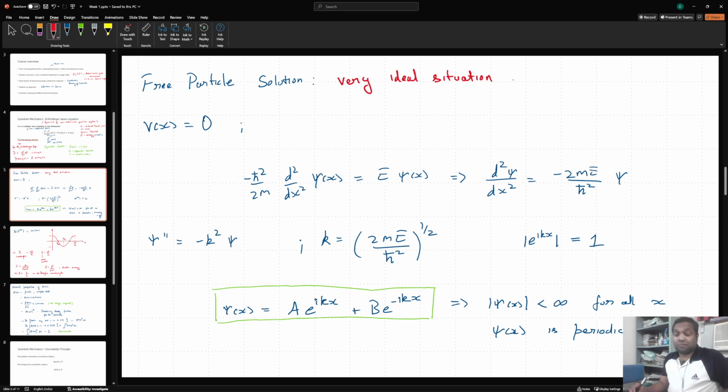In fact, I shouldn't even say this is a very ideal situation. This is essentially a toy example and not physically realizable.